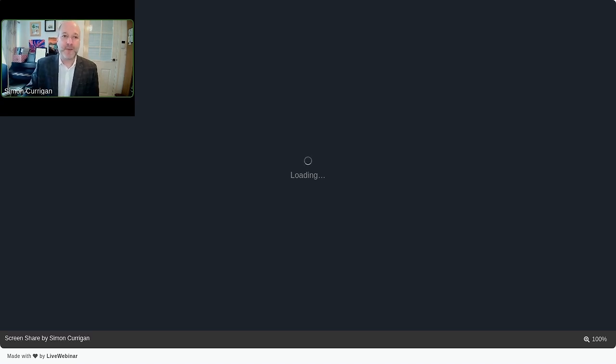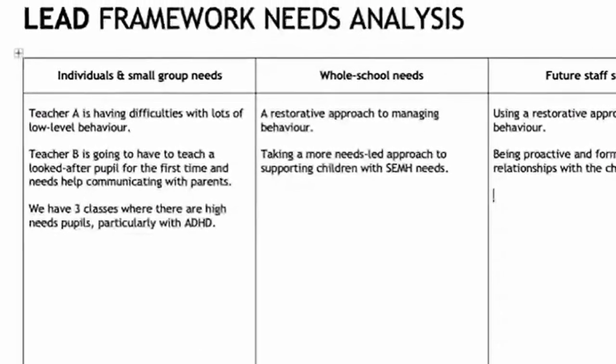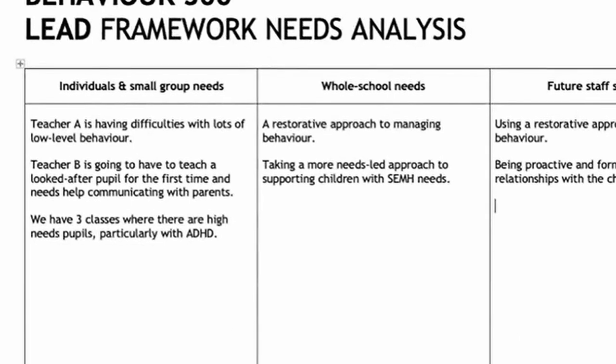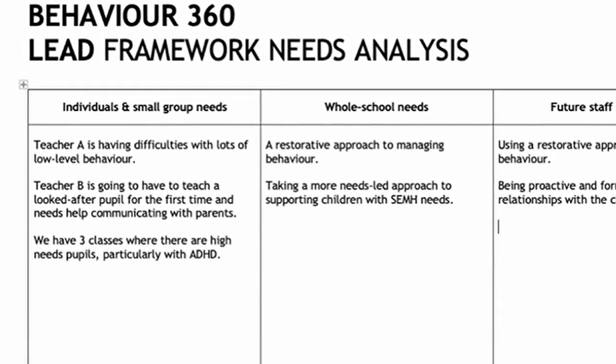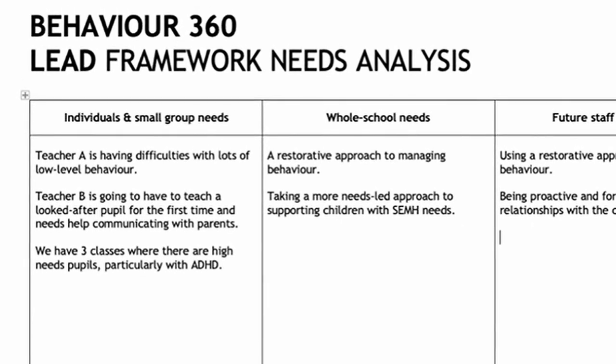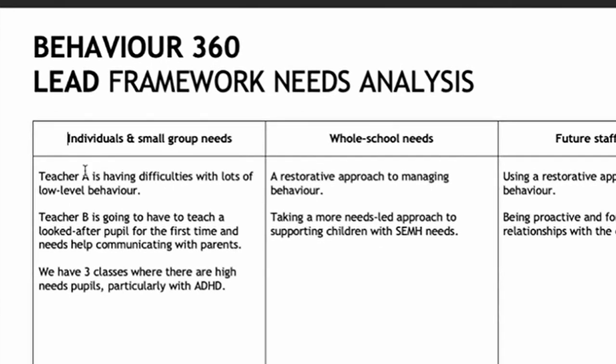Okay then. So this is the LEA framework needs analysis. So this is where we're going to think about what are the challenges and what are the skills gaps that we see. And I like to split this into 3 separate sections to make sure you get value. The first section here on the left-hand side is all about what current difficulties or needs or support do individual members of staff have in my school right now, or are there pockets of needs?